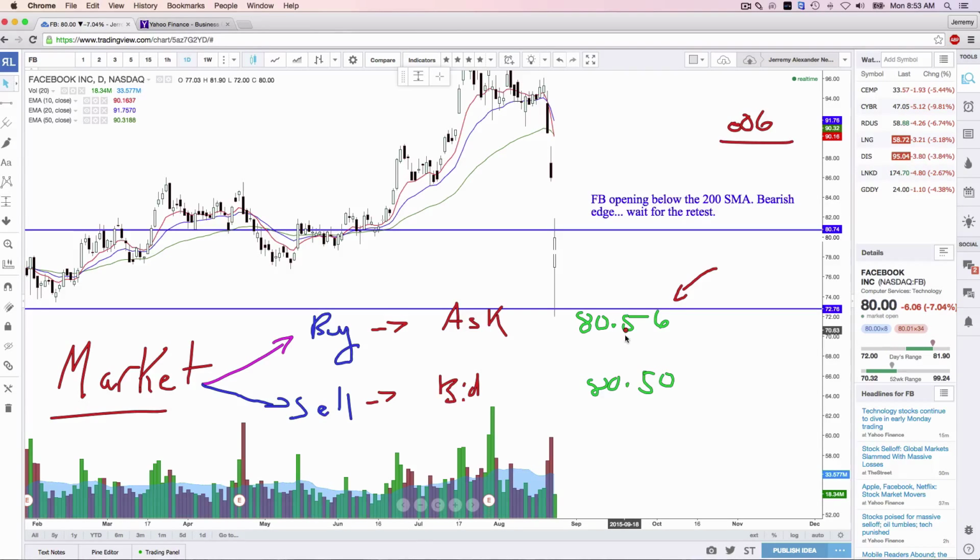Now, in the middle of these two numbers is what's commonly referred to as the bid-ask spread. And this is how the markets make money. This is how the market makers and the exchanges make money, specifically the market makers, from the bid-ask spread. So the bid and the ask and the spread, you have 6 cents in here that you can negotiate.